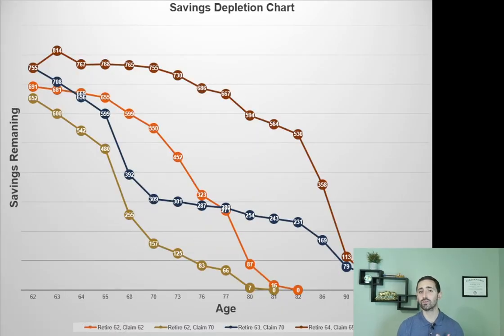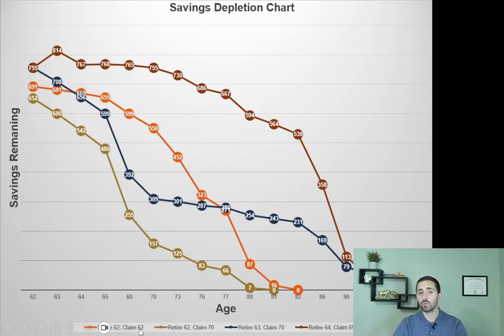Let's now move over to our savings depletion chart. This line chart's really interesting because it's going to show what our retirement accounts are going to look like over time into retirement. And as you can see at the bottom legend here, we have the 4 different strategies that we've considered for John and Mary.